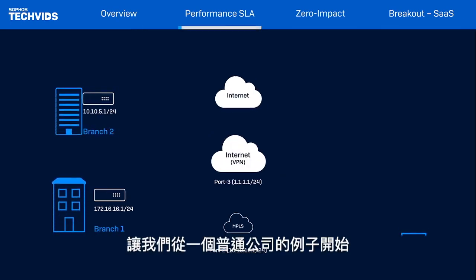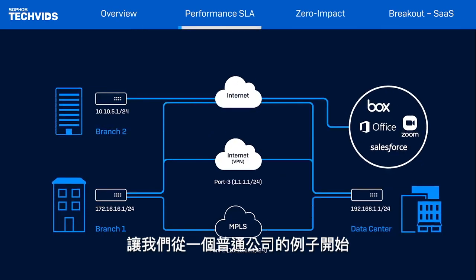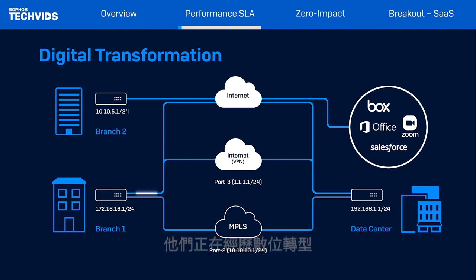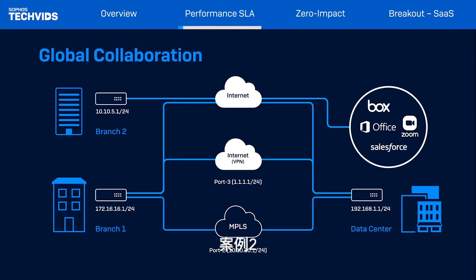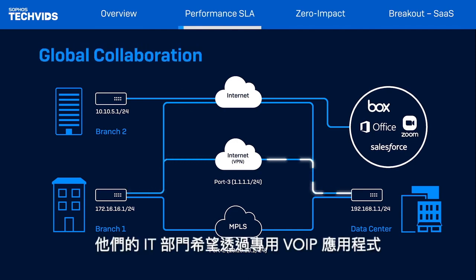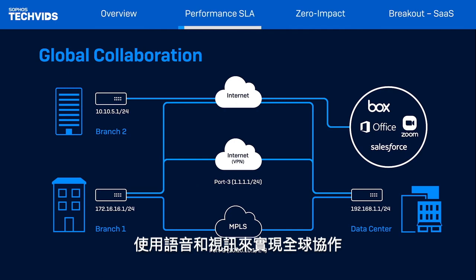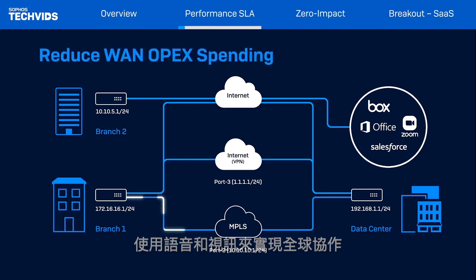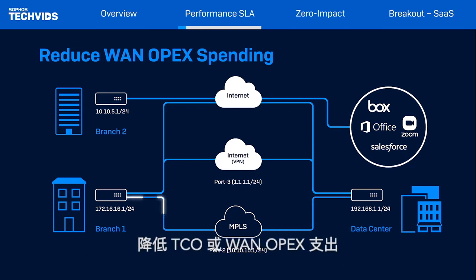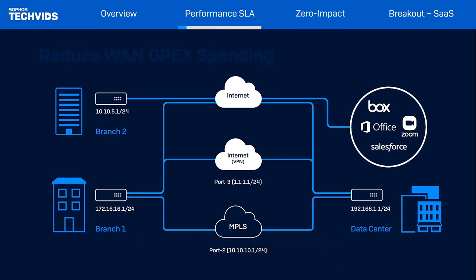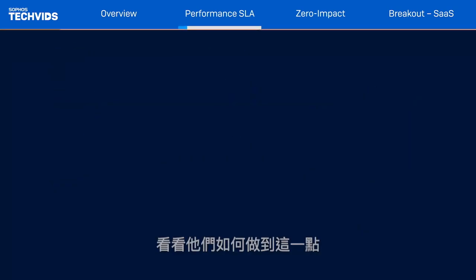Let's start with an example of a generic company. Number one, they're going through a digital transformation and are using SaaS applications like Office 365, Salesforce, etc. Number two, their IT department wants to use voice and video to enable global collaboration using a private voice over IP application. And finally, number three, they're looking to reduce TCO or WAN OpEx spending without compromising SLA. Let's jump into SFOS v19 and see how they can do this.